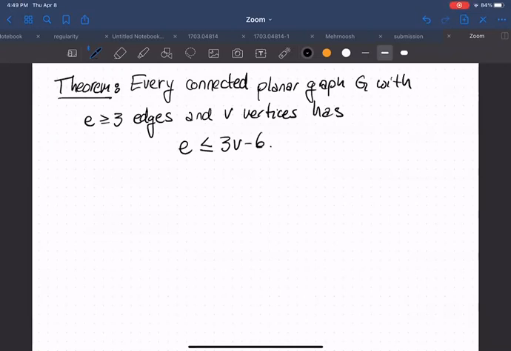So often people think of this as the useful consequence of Euler's formula, because it tells you a relation between the number of vertices and edges. In fact, it tells you the maximum number of edges that a planar graph can have. And what's the proof of this? Well, it's really more of an observation.